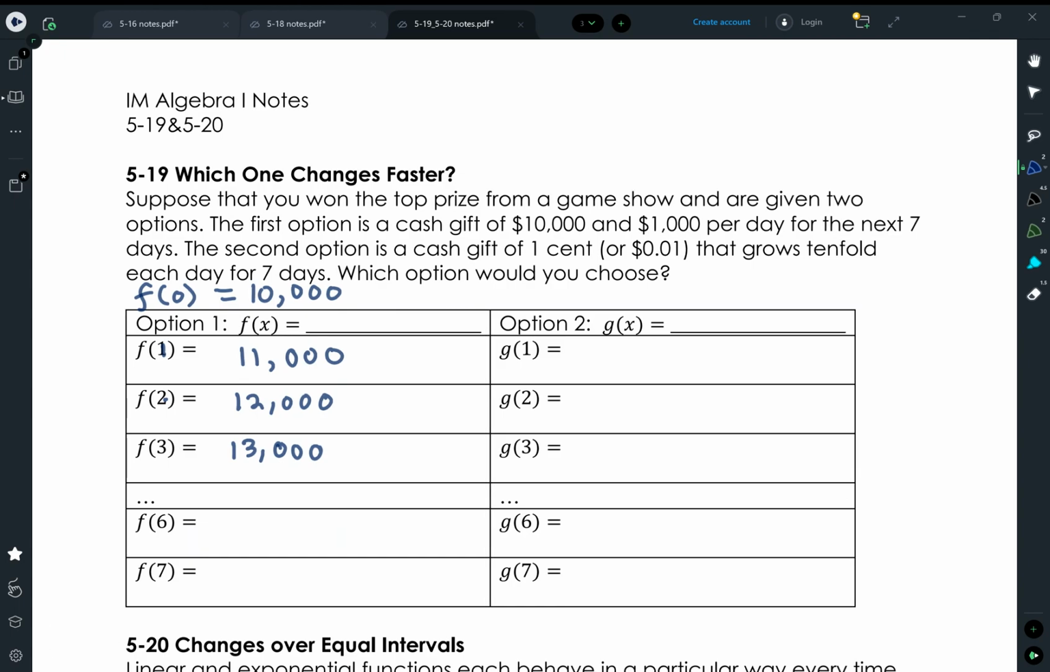So at the end of day 6, or after day 6, I guess, I'm not sure how we word that, if you get the money at the beginning of the day or end of the day or however that works. But I have 16,000 and then 17,000. So I think I could write an equation for this.